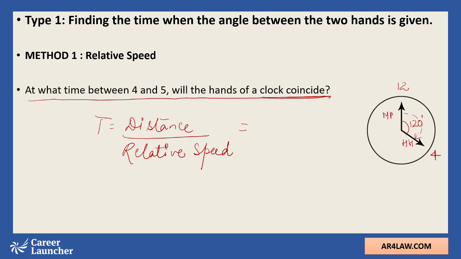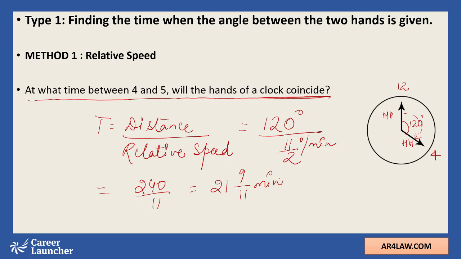In order to meet hour hand at the beginning, the distance to be covered is 120 degree, whereas the relative speed is 11 by 2 degree per minute. So this comes down to 240 by 11. When we convert this into mixed fraction, this comes out to be 21 9/11 minute. So we can say that the hands of the clock will coincide at 4:21 9/11 minute. So here we have solved this question using the concept of relative speed.